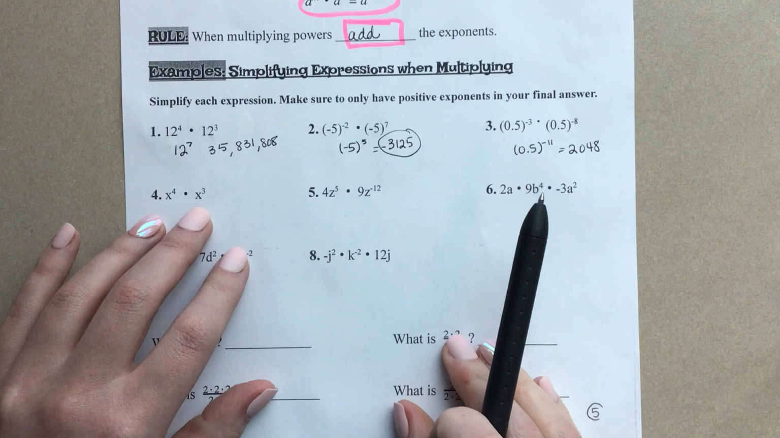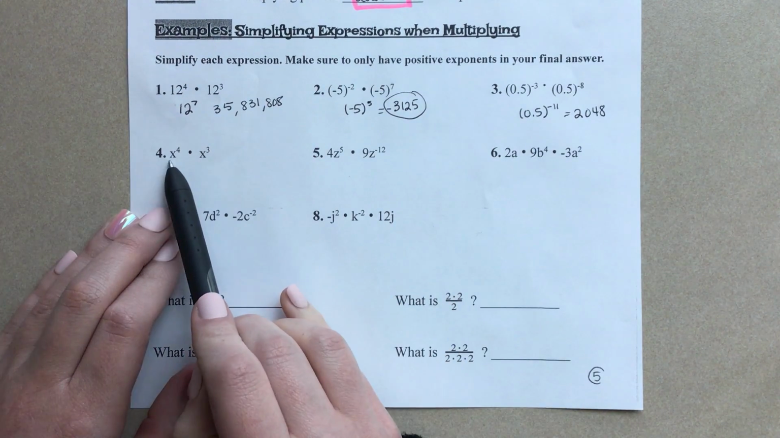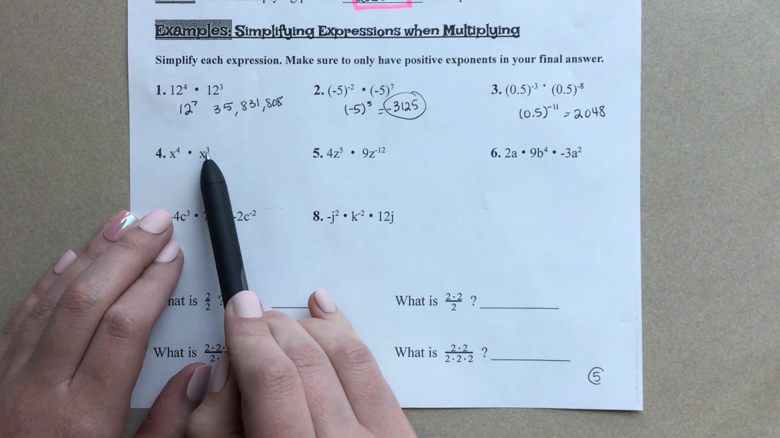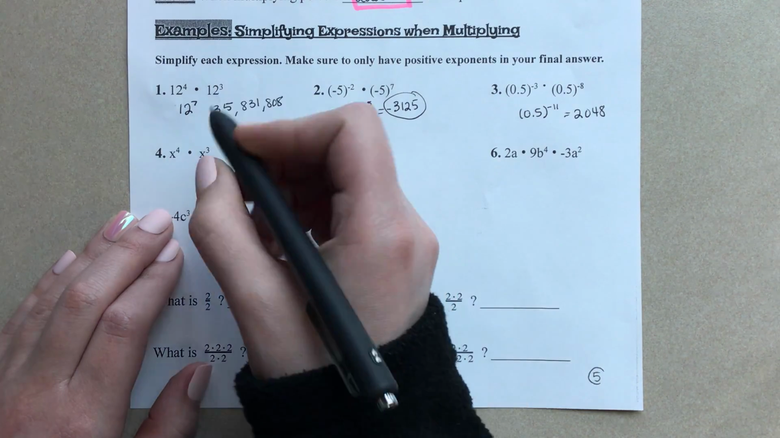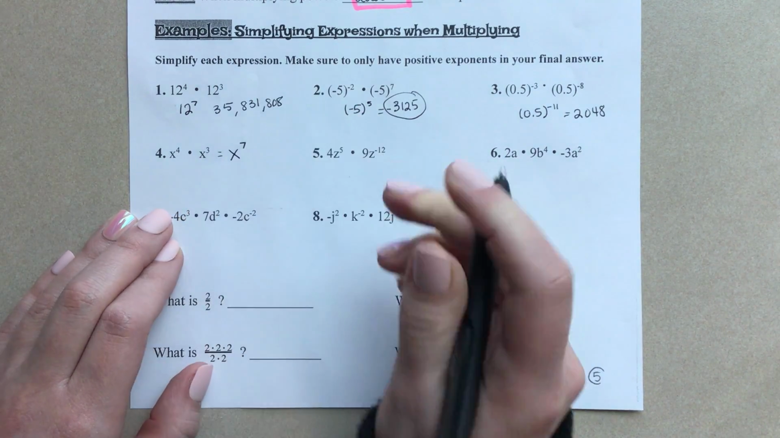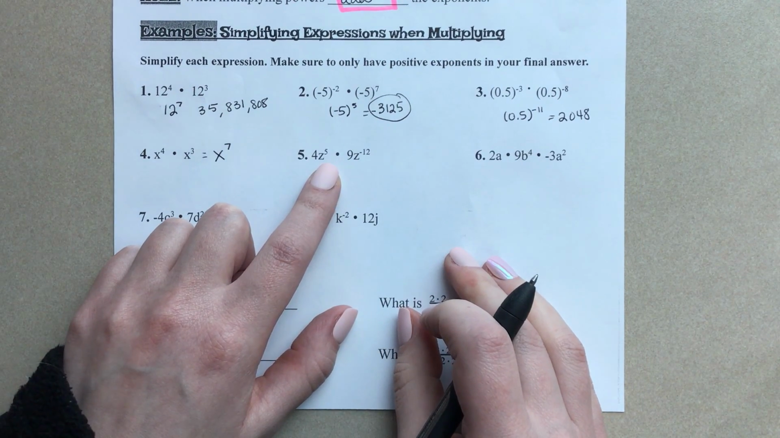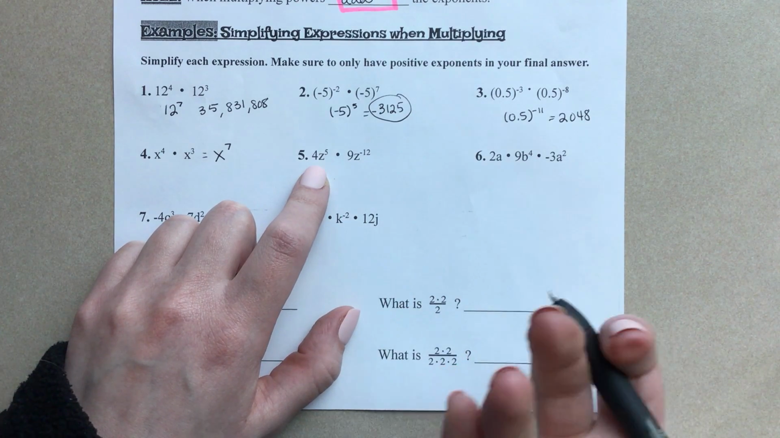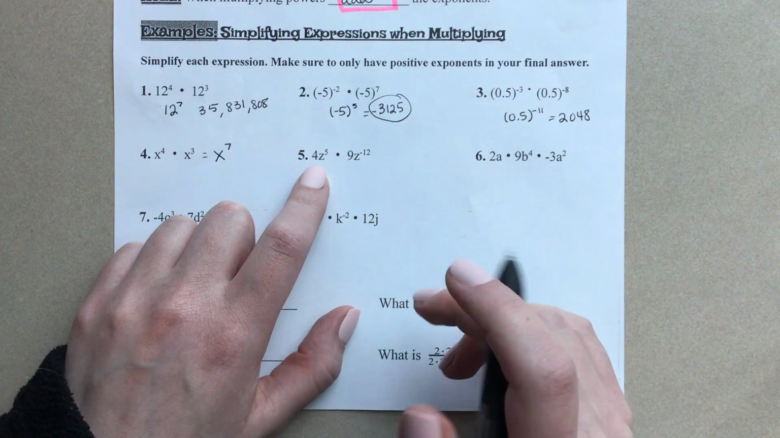But what if we have variables? We're going to do it the same way. So this variable matches, so they have a common base. So now just add the exponents because this is x to the 4th times x to the 3rd, which becomes x to the 7th. Now, if you have a number in front of it, you're still multiplying. There's not actually any addition in these problems. It's a property and a little bit like a quote-unquote shortcut.